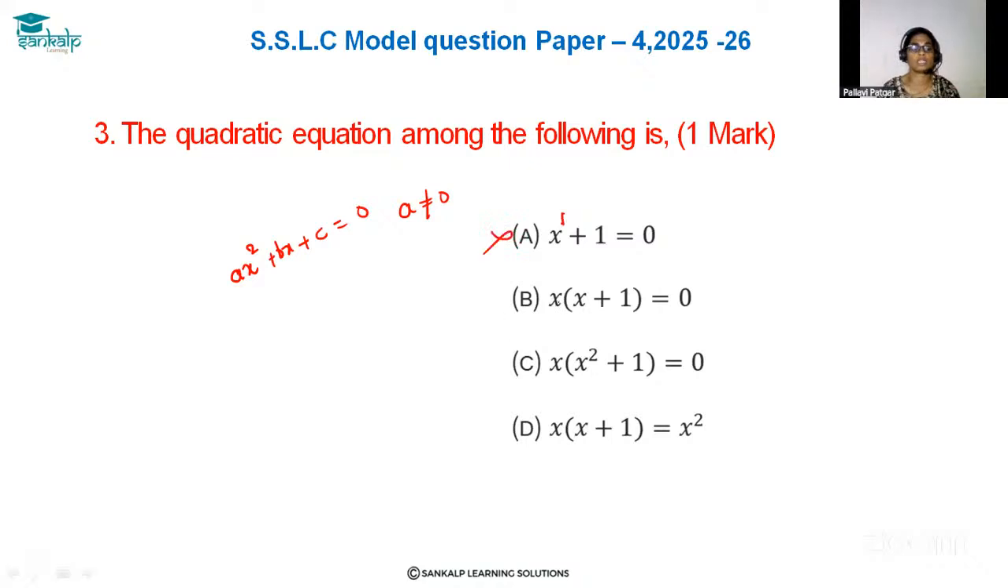Second one, expand this: x square plus x is equal to 0. So this gives x square plus x is equal to 0. This fits the general form. What is the highest power here? It is 2. So this is the correct option.